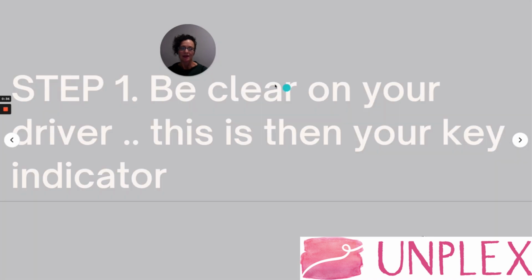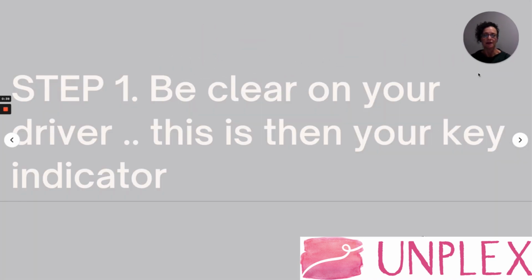So we're going to talk specifically about how to look at client impact indicators, staff, service organisation and business impact indicators. The first step is to be very clear about your driver. This is then your key indicator that you want to measure. We've been through a number of different modules that help us to understand how to be clear about our drivers, in particular with allied health assistants.